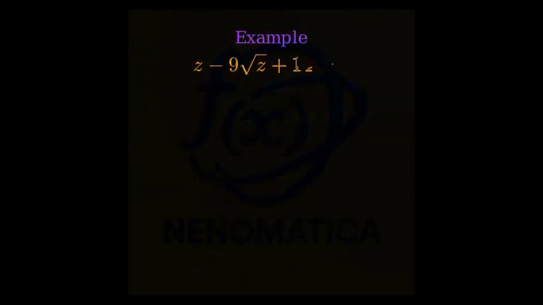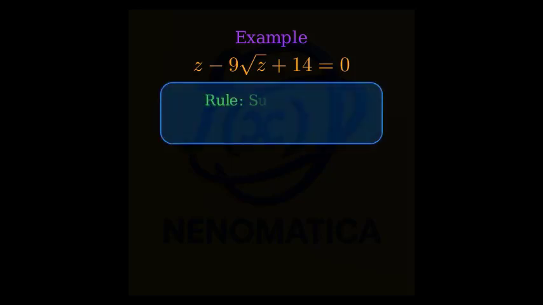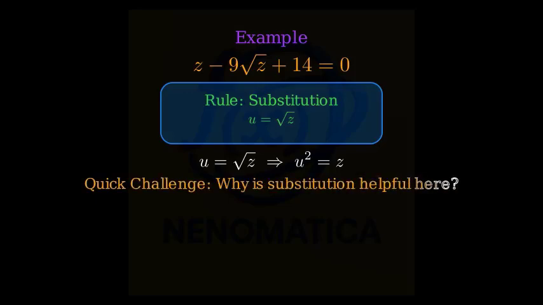Example. We will solve the equation z - 9√z + 14 = 0 using a substitution method that removes the square root. Step 1. Define the auxiliary variable. Let u = √z. Then, u² = z. This turns the radical into a simple variable.